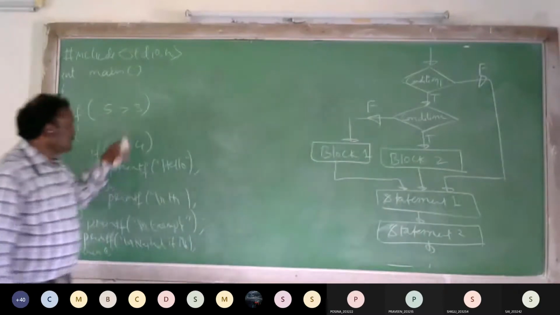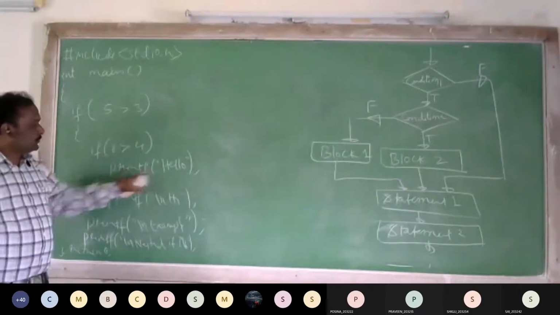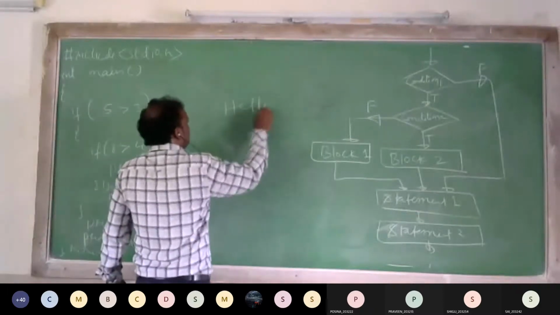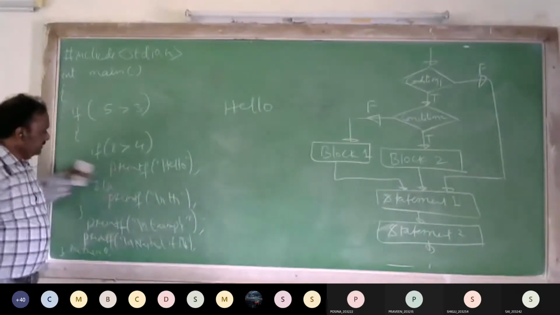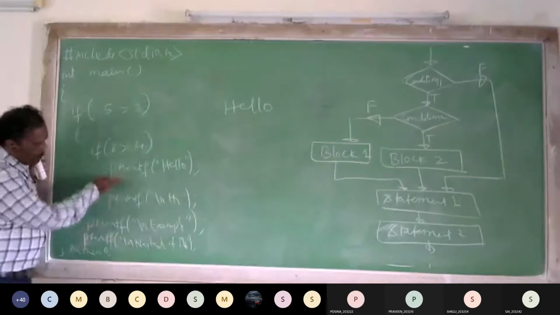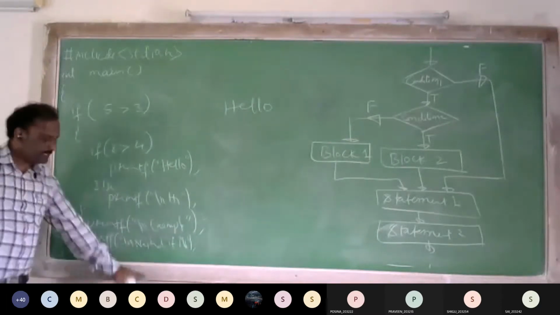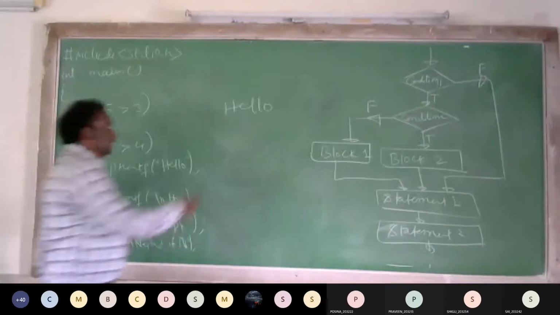Now, condition 1 is true, condition 2 is true. True means it will print this hello. The output is hello. It will not execute the else part. The control will come outside. Then it will print all these statements, statement 1, statement 2, etc.